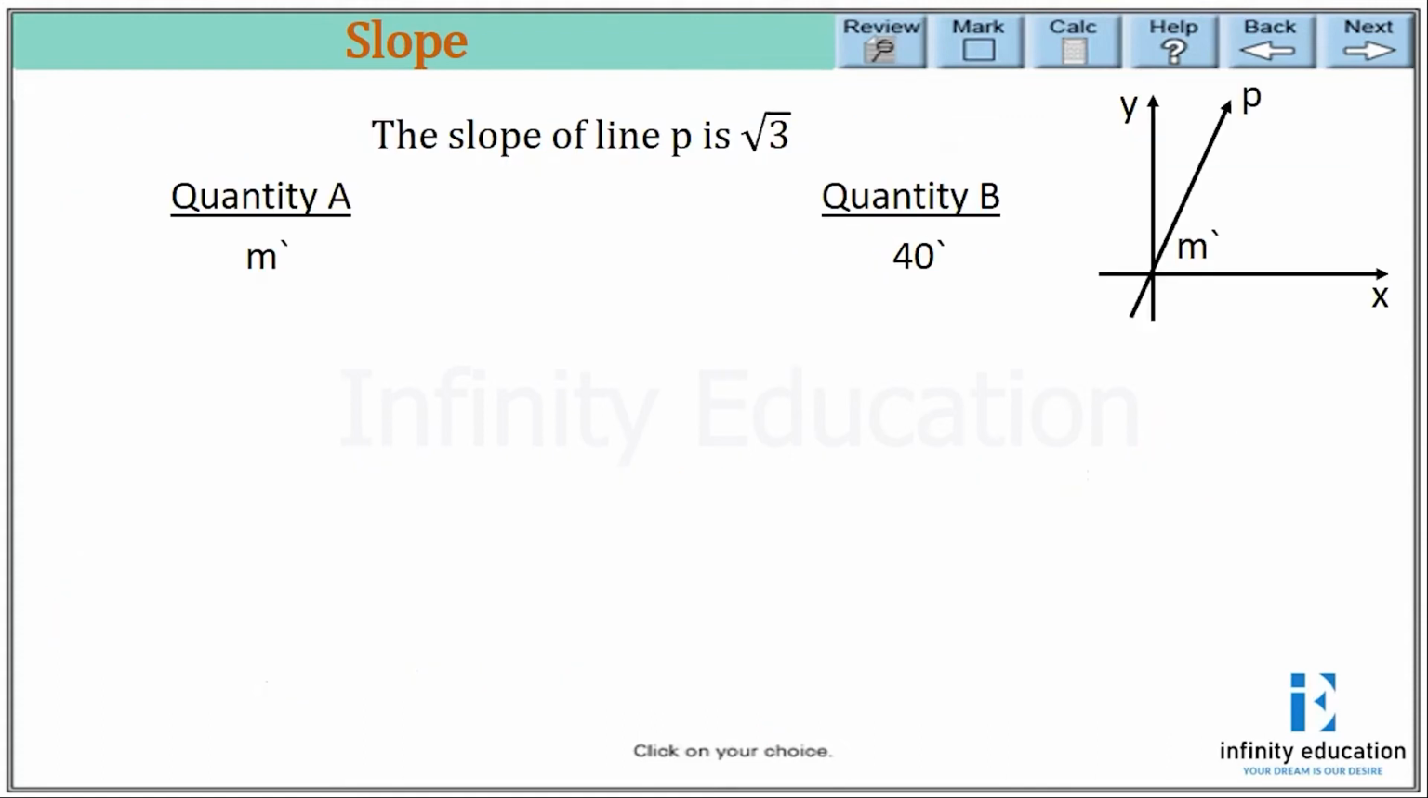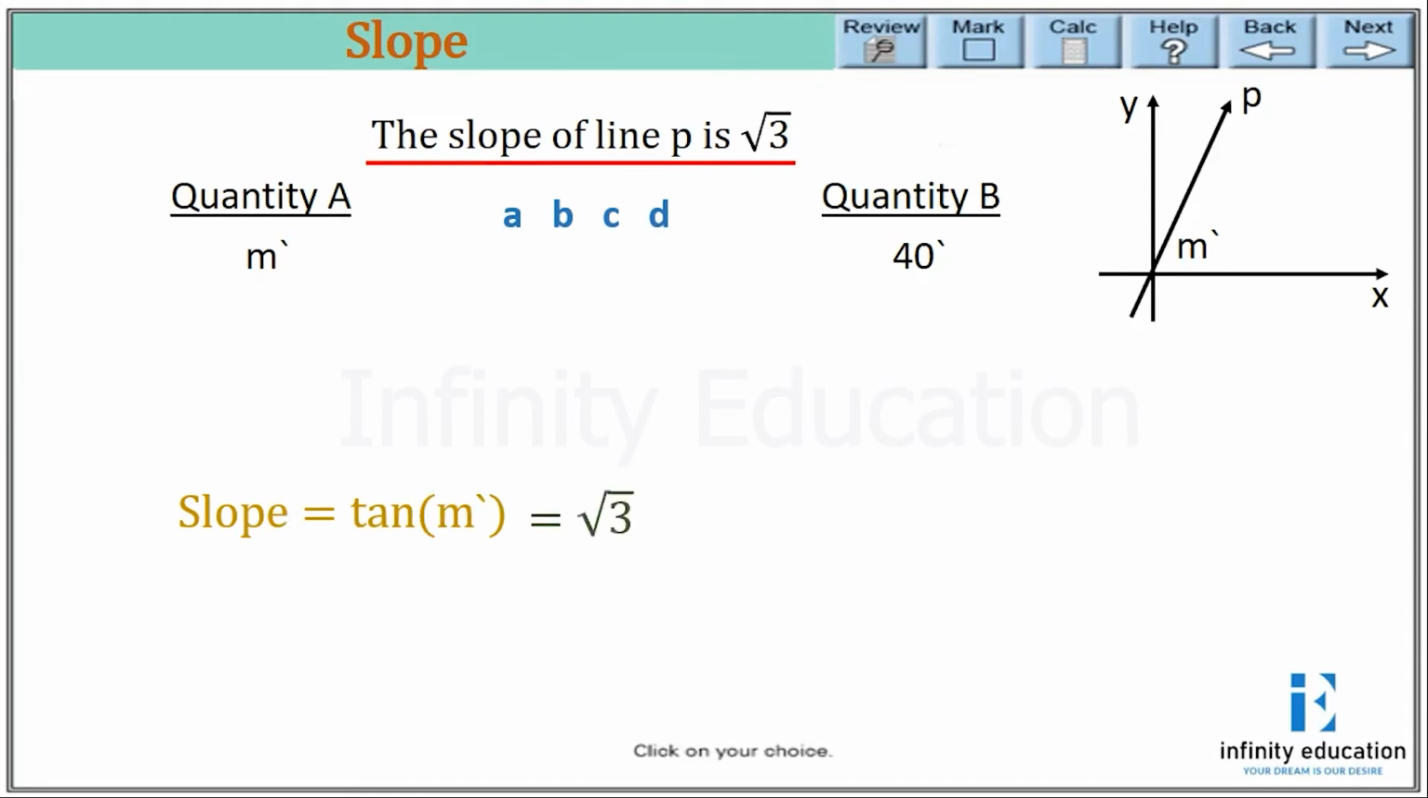So we can see this is a quant comparison question. So we must write the ABCD first. And it is given that the slope of line P is √3. And we know that slope is tan of m degrees, or theta or x, whatever. So that is given as √3. And we know √3 is tan 60 degrees. Now if we compare tan m equal to tan 60, we have m as 60 degrees. So 60 for quantity A, and quantity B is already given as 40. So quantity A is greater, and A is the answer to the question.